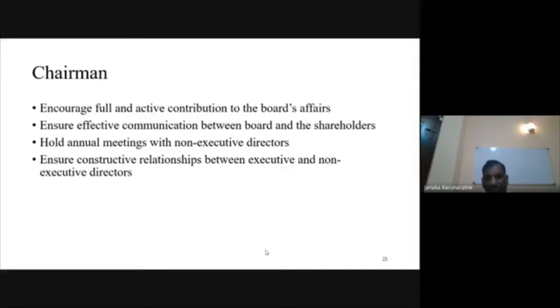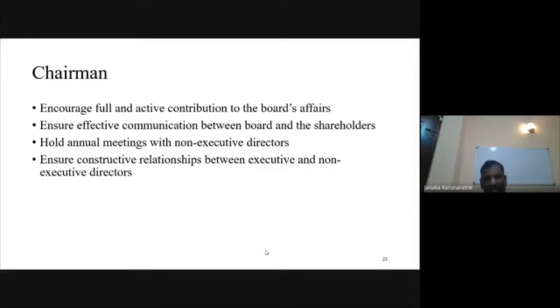Hold annual meetings with non-executive directors. It is important, and also independent from the executive directors, to have meetings with non-executive directors. Because executive directors always have a conflict of interest, as they are the people who run the business and are actively engaged in day-to-day business. So whatever points they raise may involve a conflict of interest. So it's better to have meetings with non-executive directors to discuss an independent view of the organization's problems, issues, and matters.